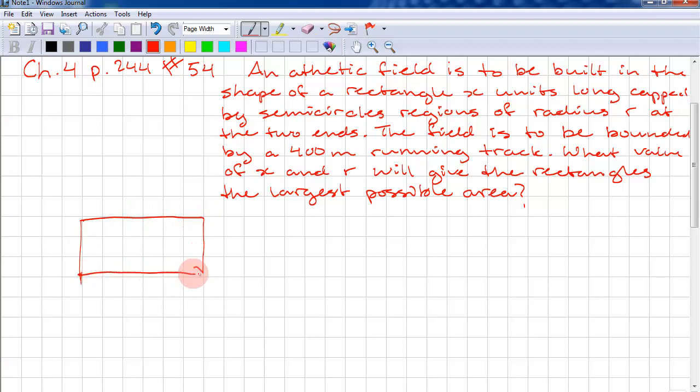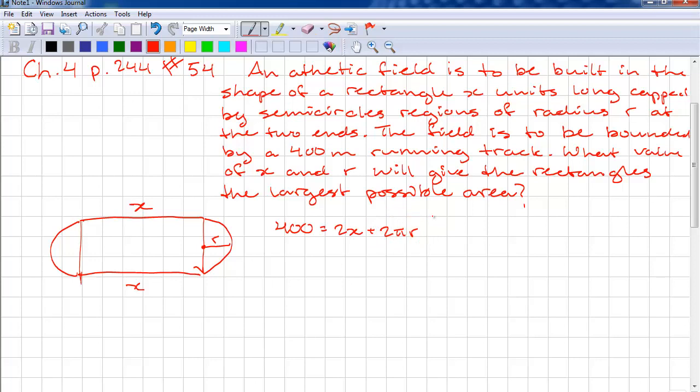x meters long, and it's capped by two semicircles of radius r. An equation that's given for the circumference is that the perimeter is 400, which equals the two lengths of the rectangle, so 2x, plus the circumference of the semicircles, which is 2 pi r.